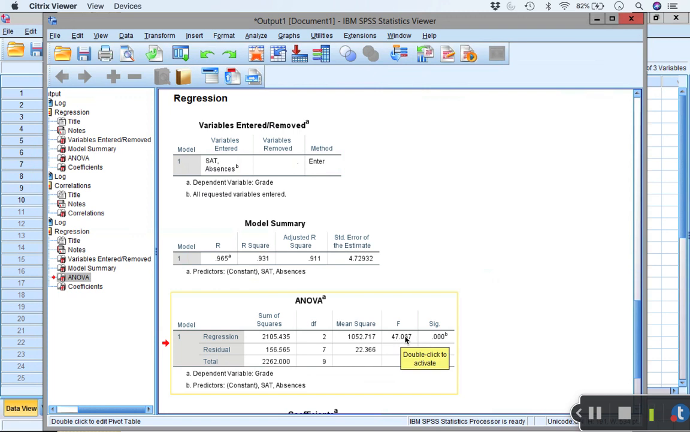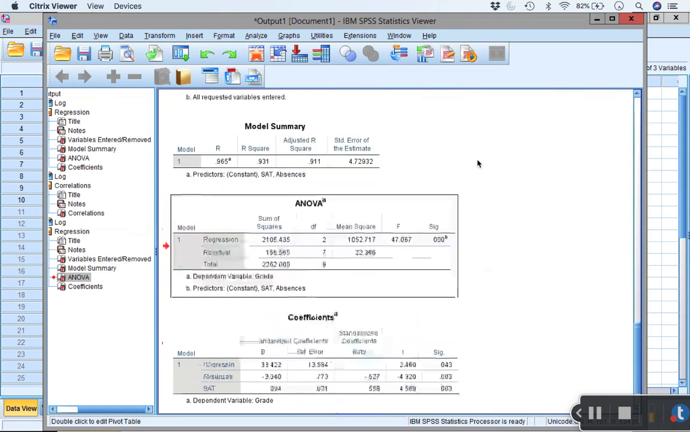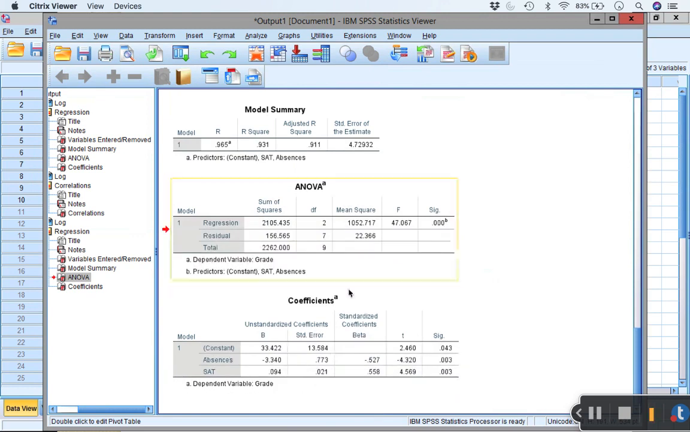You can see here on the ANOVA table, again, that F value is even larger this time. The significance value is very small. It's showing up here as 0.000, but it's actually just a really small decimal. So again, this is saying that overall, we're doing a significantly better job predicting exam grade by using those two independent variables than just simply guessing the mean for every single case across the board.